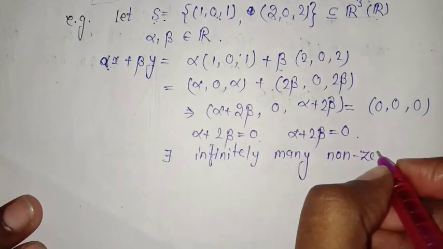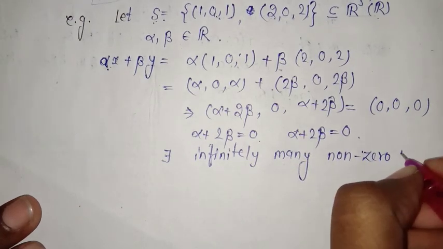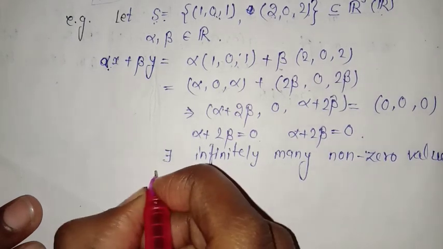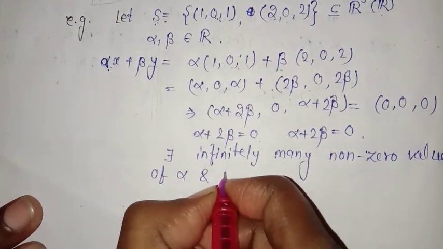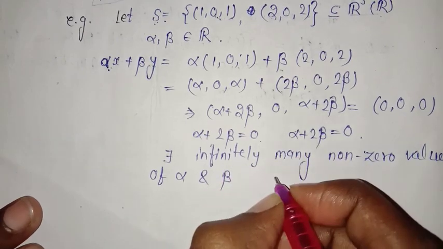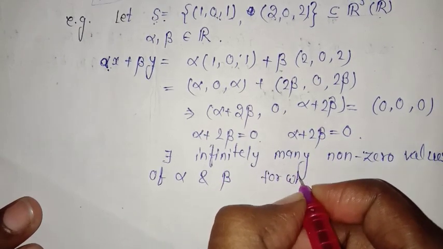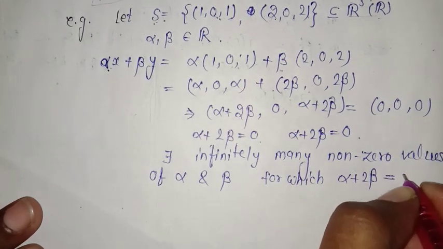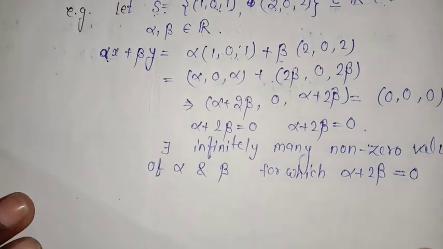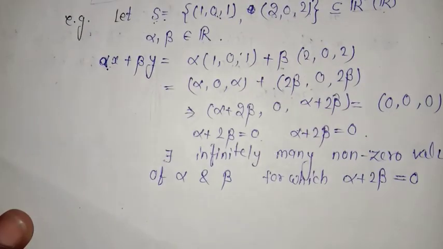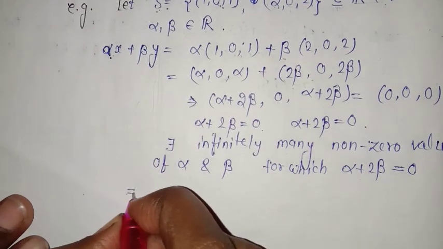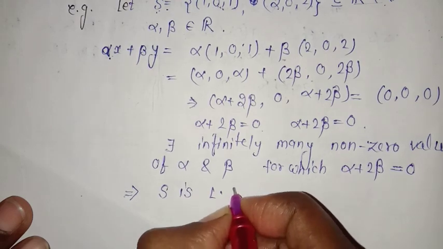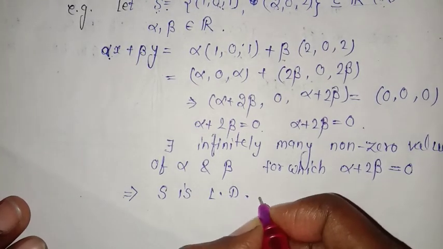We need the non-zero value of scalars. So there exist infinitely many non-zero values of alpha and beta for which alpha plus 2 beta is equal to 0. So we get the non-zero values of scalars alpha and beta. This implies the set that we have taken is linearly dependent. In short, I can write it as LD.